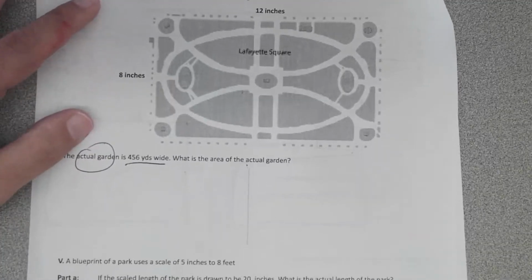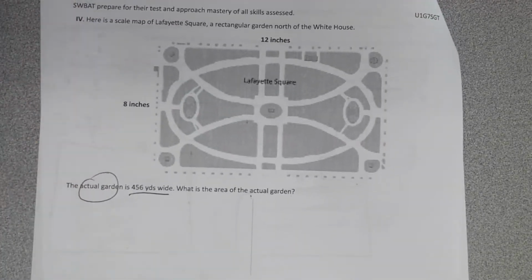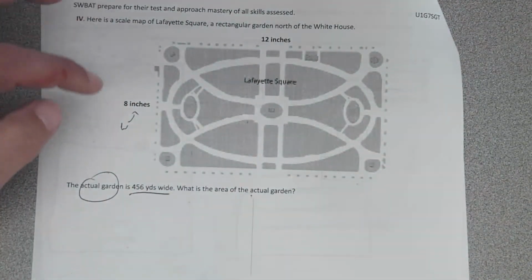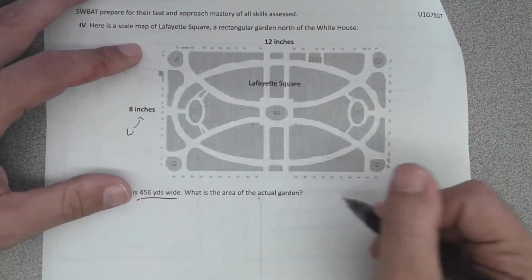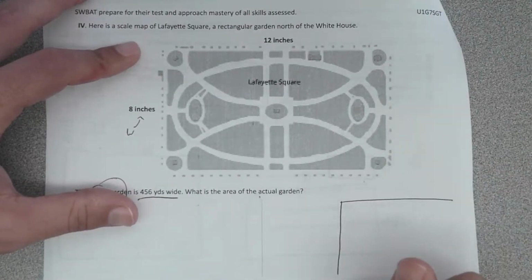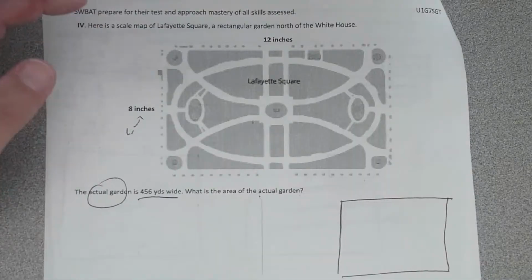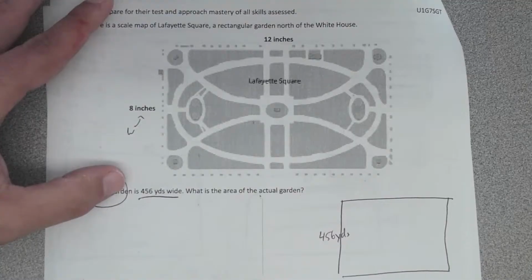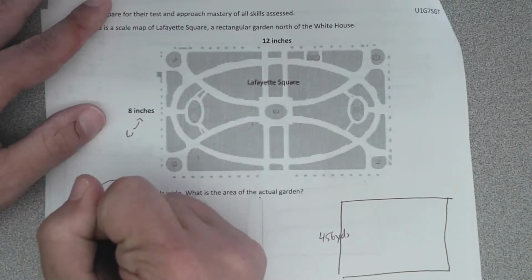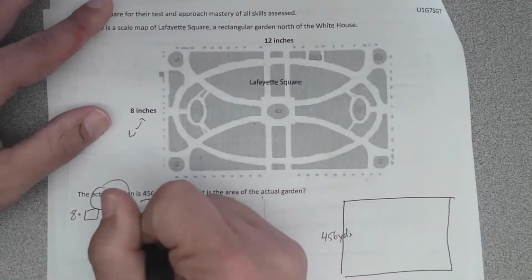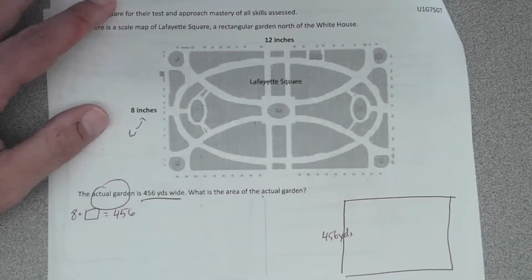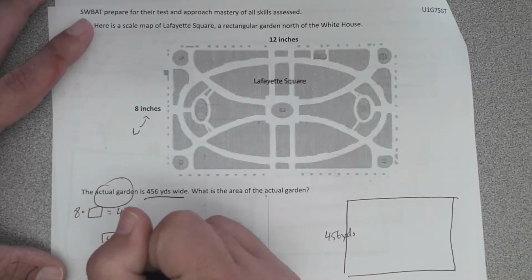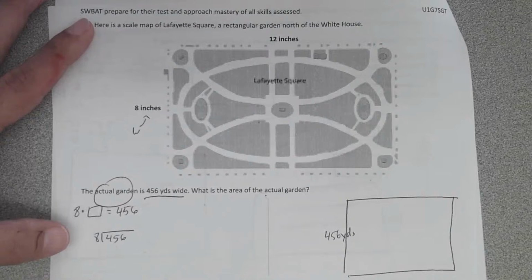So what we need to do here first is get our scale factor. That should be step 1. And so again, this is our width, right? And so what we need to figure out is what do we multiply this by to get to our actual garden. So here we know that this is 456 yards, right? And so we need to figure out 8 times some number, which is our scale factor, is equal to 456. So basically here we need to do long division. To get this, I'm going to be doing 456 divided by 8. Let me go from there.